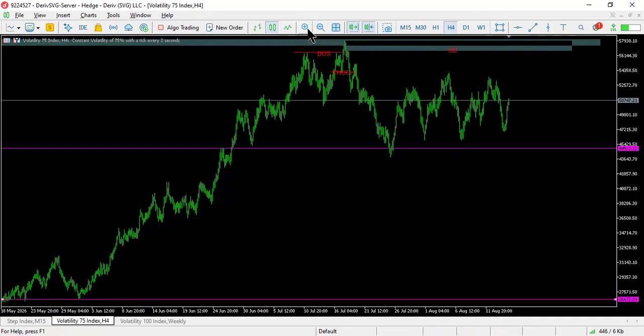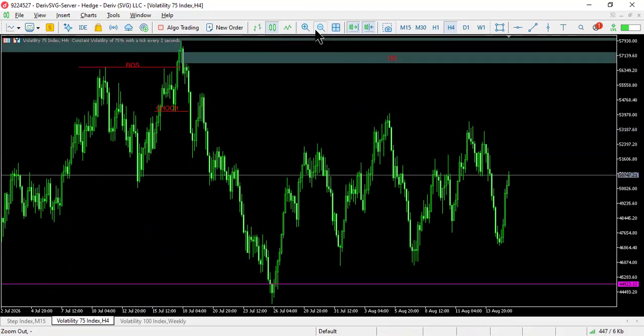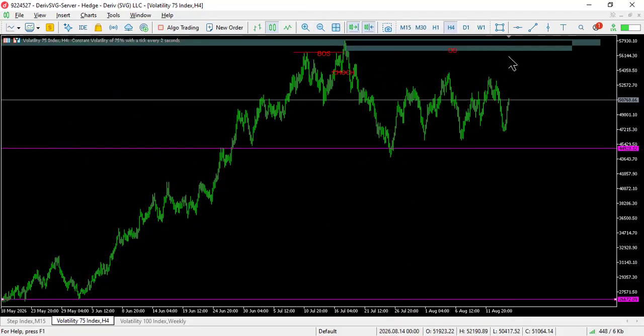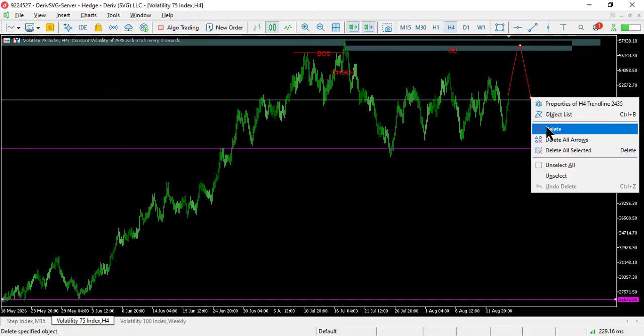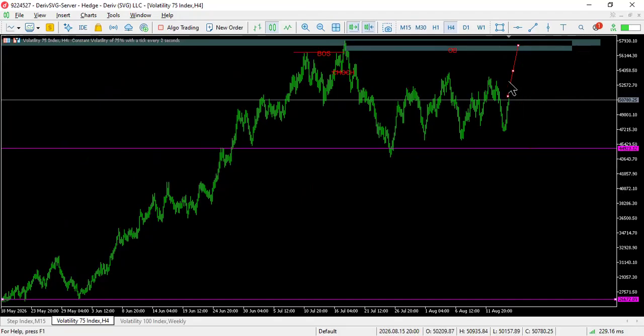Now, whenever a change of character happens, price has to go and mitigate the order block which caused the change of character. Therefore, I'm anticipating that to happen, for price to go and mitigate my order block and then get a push to the downside, because a change of character has already occurred, an indication that the sellers are trying to step in. However, with this short bullish trend, we can still catch a trade until price gets to that order block.